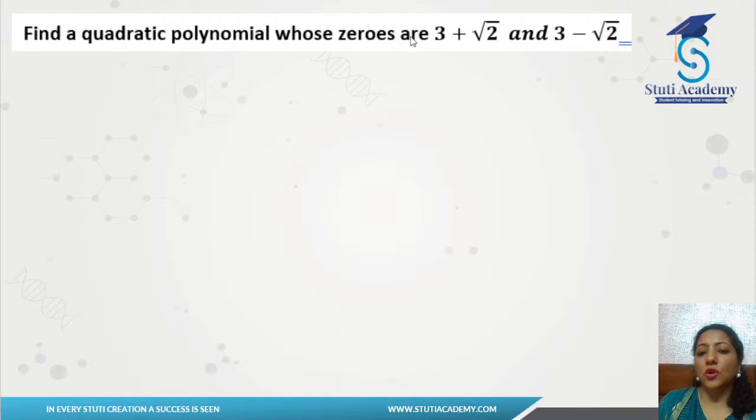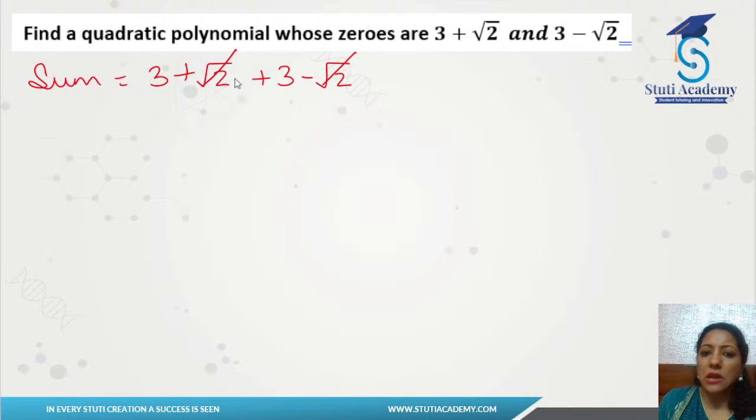Find a quadratic polynomial whose zeros are 3 plus root 2 and 3 minus root 2. So the zeros are given to us and we know the formula for forming a quadratic polynomial, that is x square minus sum of the zeros into x plus the product of the zeros. We know this. So the zeros are given to us. We first solve for the sum of the zeros. That is 3 plus root 2 plus 3 minus root 2. You can cancel out this and you will get here 6.